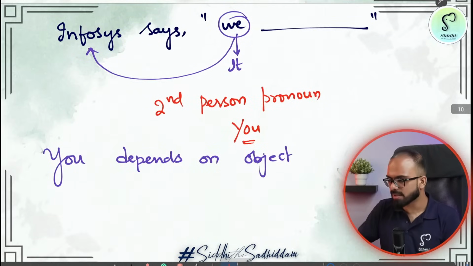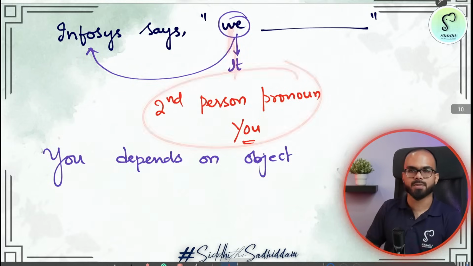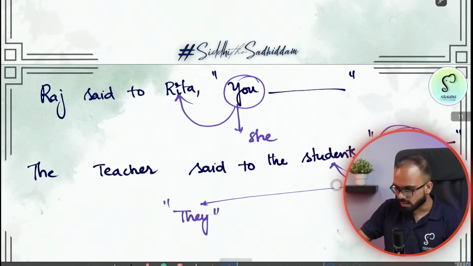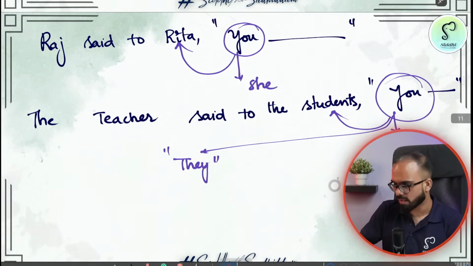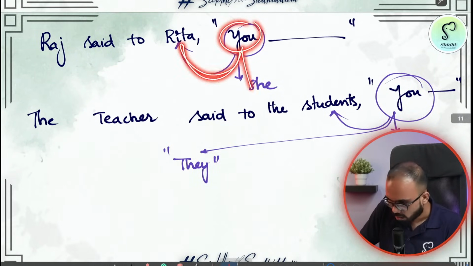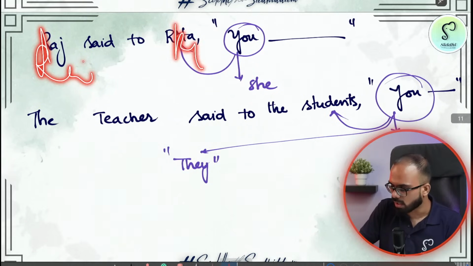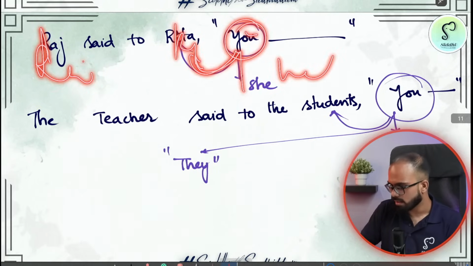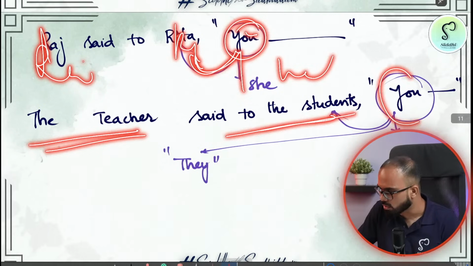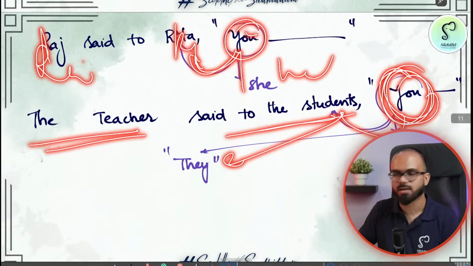Next thing is about second person. If your pronoun is second person, it will depend on the object of the sentence. You have subject and you have object. Second person depends on the object. For example, Raj said to Rita "you." So "you" depends on the object. Object is female, "she." If this is Rita said to Raj "you," "you" depends on the object. Object is male, "he." The teacher said to the students "you." "You" is second person, students is plural, "they."